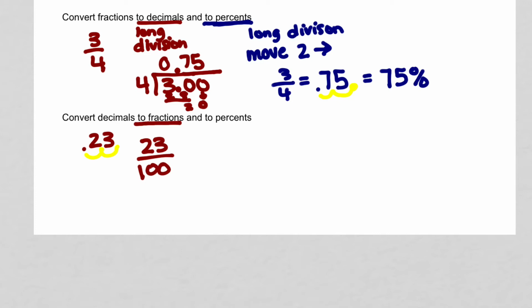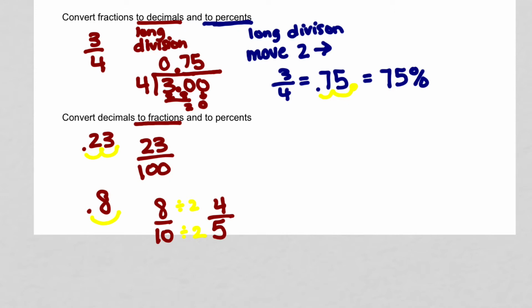But let's say that I have one like 0.8. Well, this one, I just move over 1 place. I'm just to the 10th place. Well, I can just put that one over 10. But I do need to remember that I can always reduce it. When I reduce it, I find something that I can divide out of both the top and the bottom. So in this case, I think it's 2. So let's divide the top by 2, and let's divide the bottom by 2, and get 4/5. Okay, so there we go.